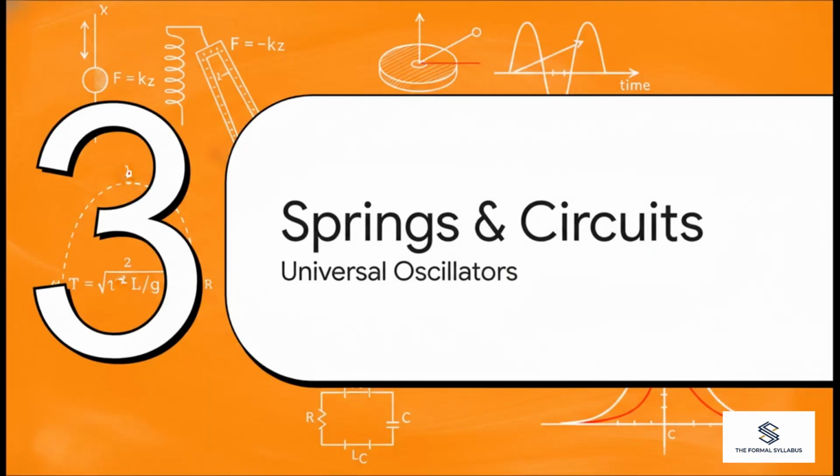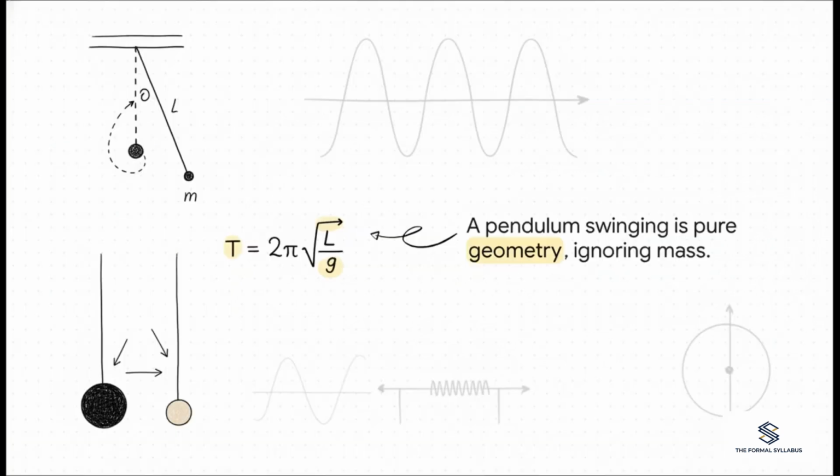Moving on to part 3, springs, pendulums, and circuits. Let's populate our physical world and actually prove these math rules apply to everyday objects. We'll start with the absolute classic, a point mass on a massless string. When swung at small angles, it undergoes perfect simple harmonic motion.